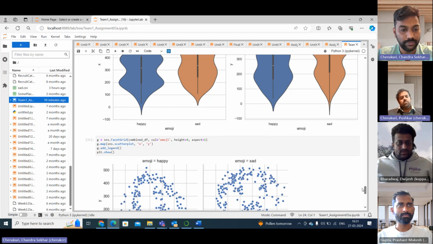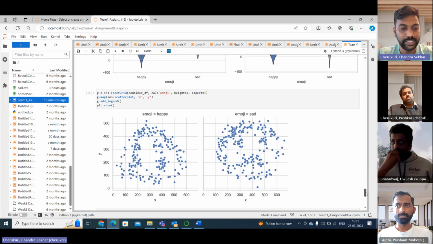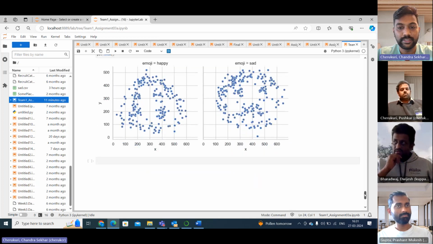In conclusion, our exploration through the Great Emoji Emotion Expedition utilized a range of data visualization techniques to uncover patterns in a dataset of emojis. By applying these techniques, we were able to gain insight into the distribution and clustering of emojis represented by the emotions.